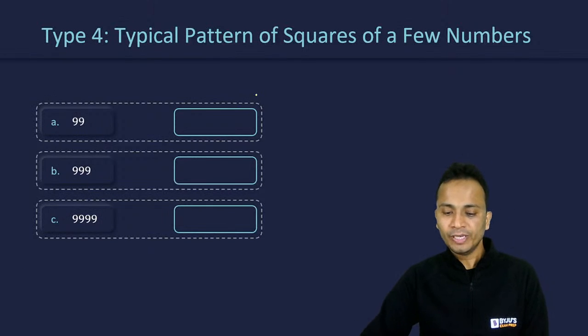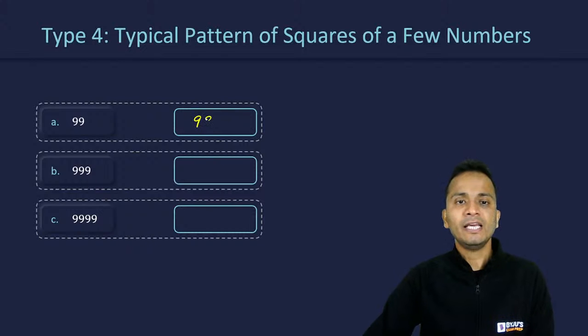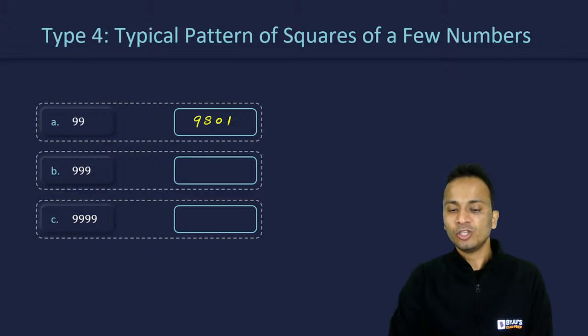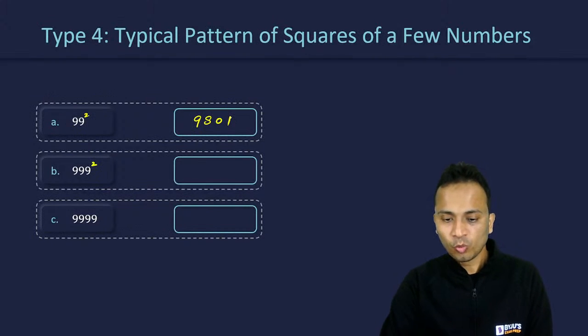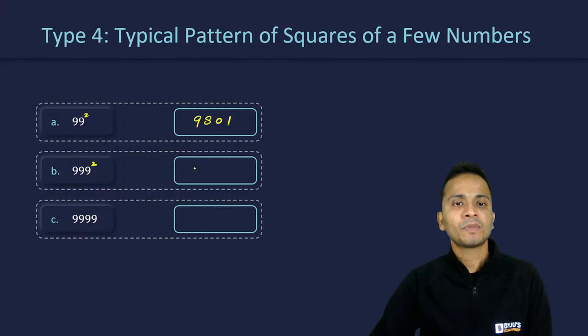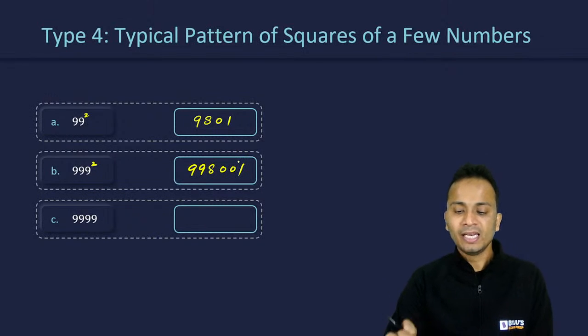Okay? So yes, Dhyaneshwar, the answer is 9801. Okay? 9801 is the result. Now for the square of 999: 99 ka square is 9801. For the square of 999, the result is 998001. Okay, fine.